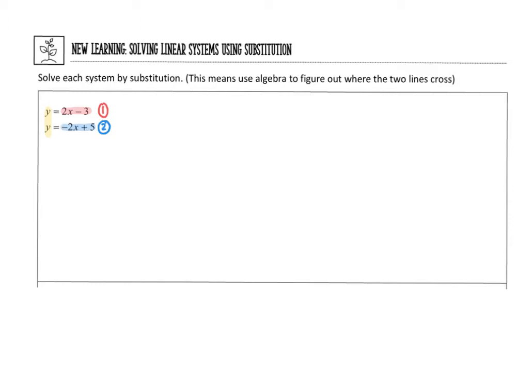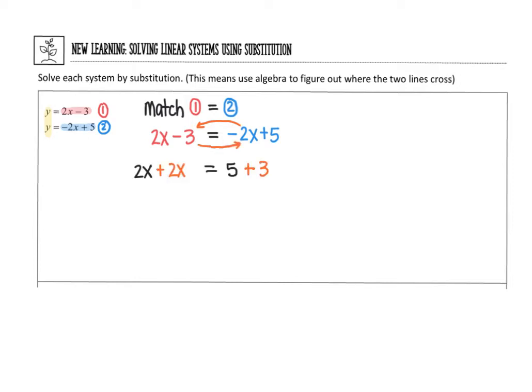Because we know that both of these items are equal to y, we can match them together as in 2x minus 3 is equal to negative 2x plus 5, and we can use this to find the x-coordinate of where the lines intersect. So we'll solve this equation as we normally would, moving the x terms to one side of the equal sign and the number terms to the other side. Don't forget that when a term crosses over the equal sign, it has to change its sign from being positive to negative or vice versa.